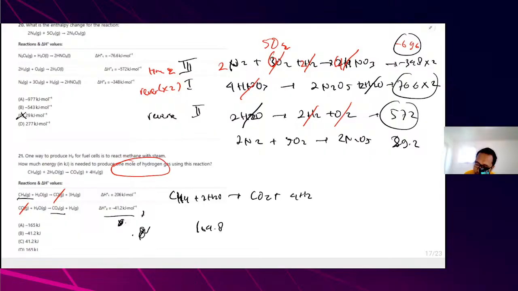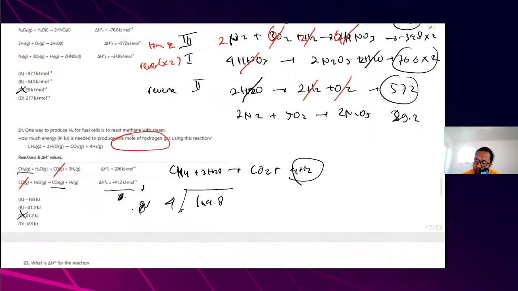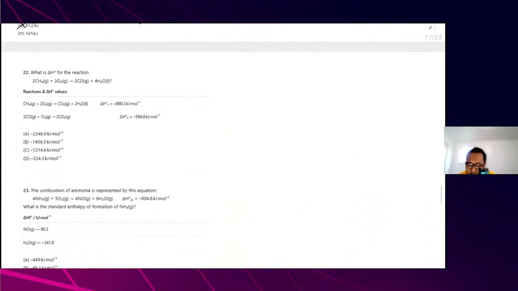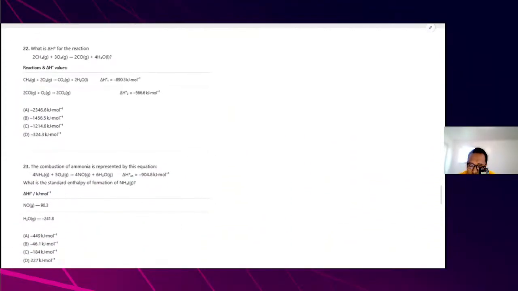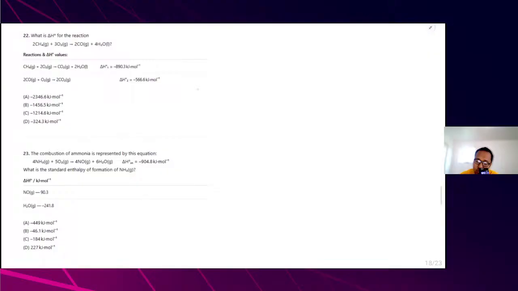198, 168.4, and then divided by, because it has 4, it should be divided by 4. So 41.2. Yeah, the answer will be 41.2 because it contains 4 hydrogen. Okay. So now take a look at this one. Still same. We can skip this one.